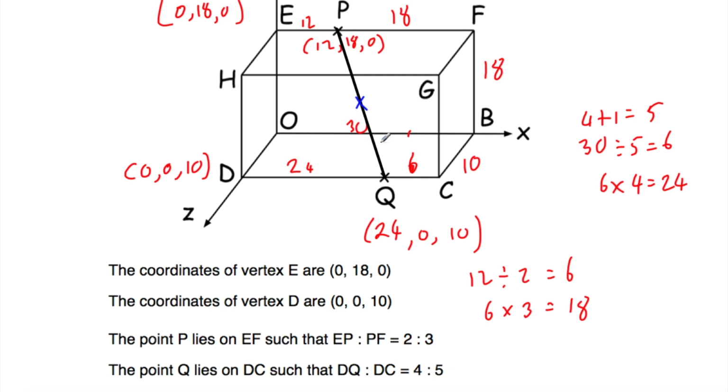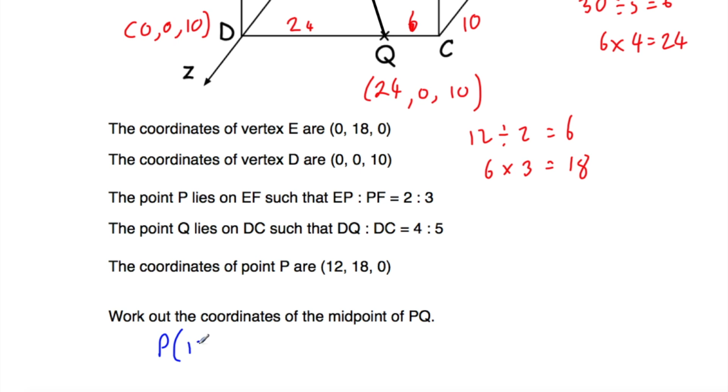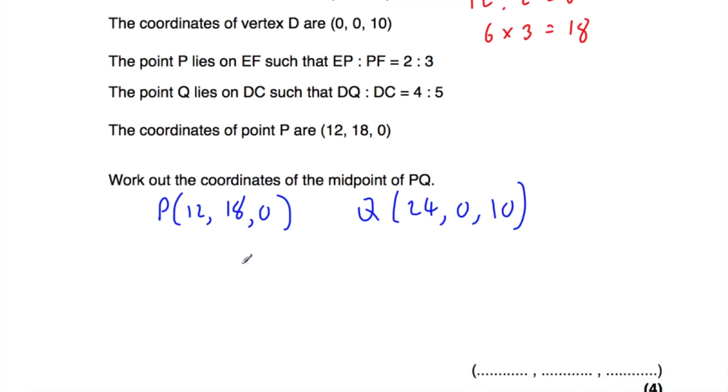So if we want to find the coordinates of the midpoint of this line, we're going to add together the coordinates and half it. So let's actually write down the coordinates. P is 12, 18, and 0, and Q is 24, 0, and 10. Let's add them together and half it to find the coordinates of the midpoint. So it's going to be 12 plus 24 divided by 2, because we're adding together the x coordinates and then dividing by 2. Now let's add together the y coordinates and divide by 2, so 18 plus 0 divided by 2, and then we've got 0 plus 10 divided by 2.